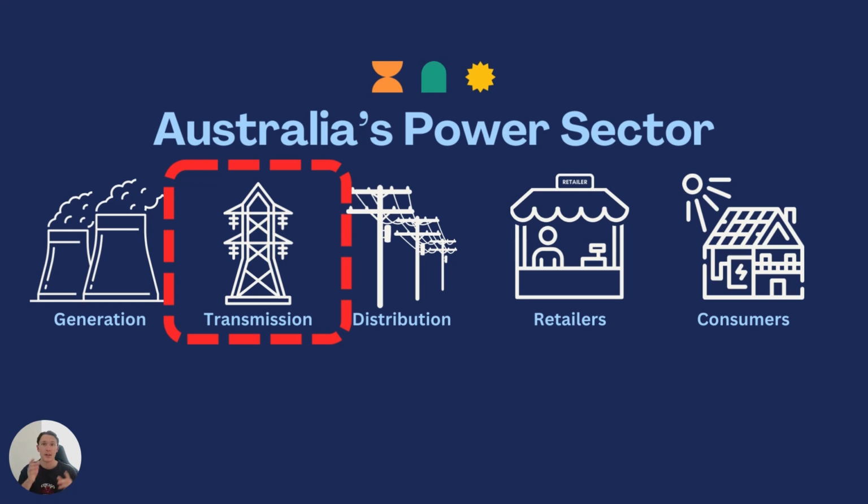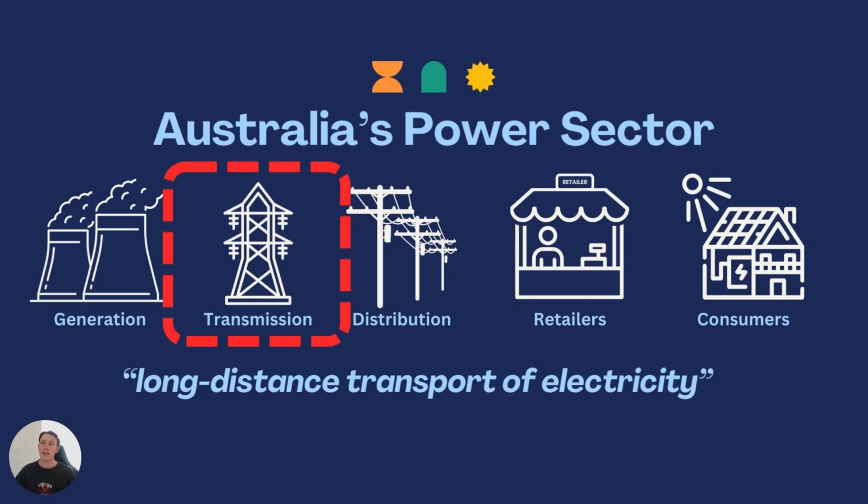Alrighty, so as we can see here in our little diagram, transmission sits in the second place in terms of roles in the Australian power sector, essentially serving to provide long distance transport of electricity. So that's transmission in a nutshell.